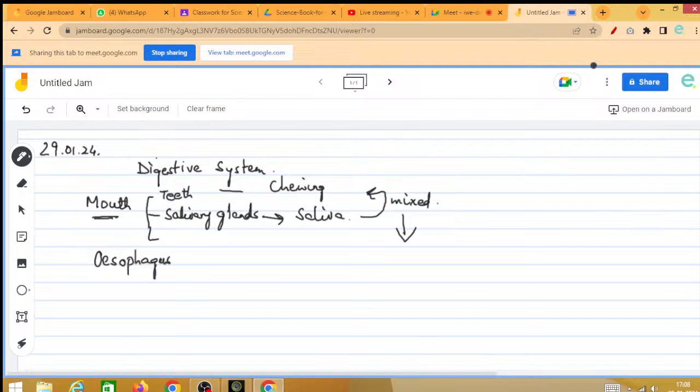Then what happens? Miss, the esophagus is a part from which the food reaches the stomach. It is a way for the food to the stomach, a food pipe. How does it go through the pipe? Which movement?